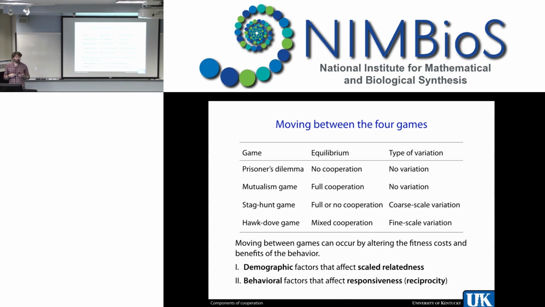Or you could have behavioral factors. Individuals may be plastic in their behaviors, and they can reciprocate cooperation in real time for cooperation that they've received. And those factors might also make cooperation more likely. So we can see how changing those two factors alone and then together can create the opportunity for either case where we get some kind of variation in cooperation.